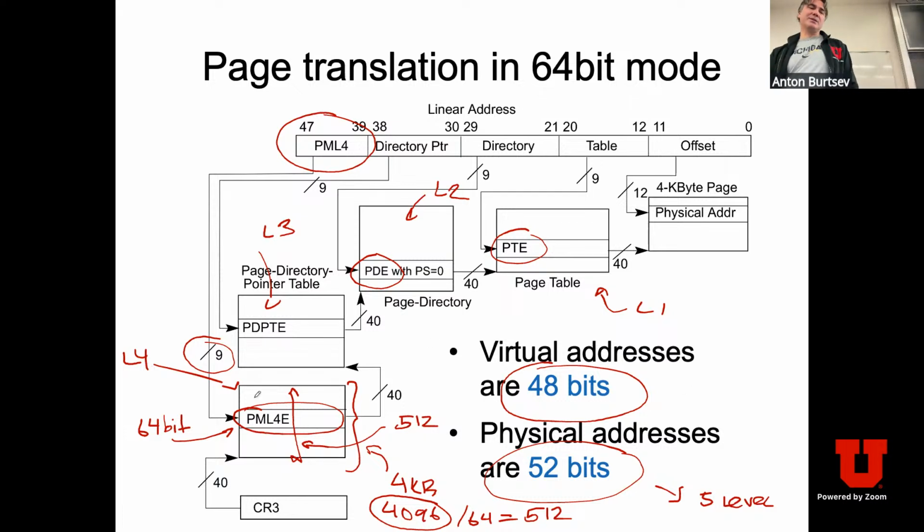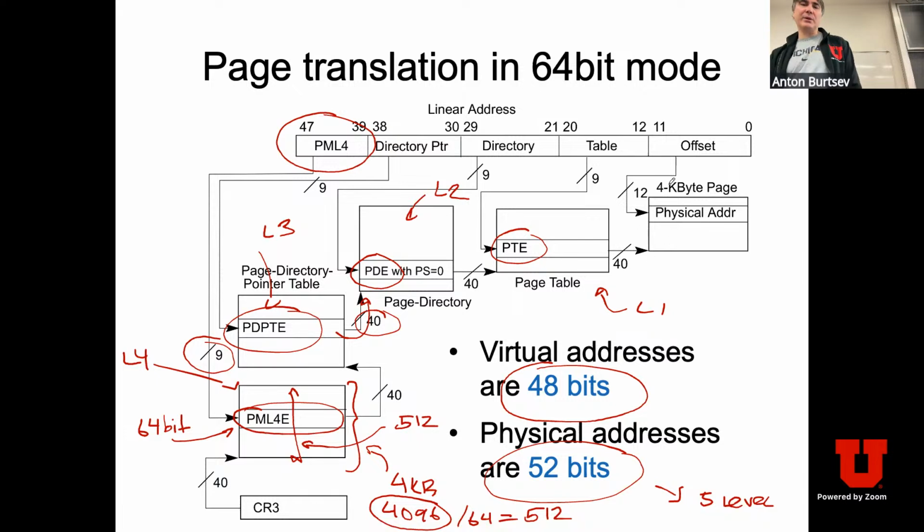But the same idea. Each level points to the next level. Again, we keep 40 bits because on 64-bit machines, that's the offset into the 4 kilobyte aligned page, and so on and so on.